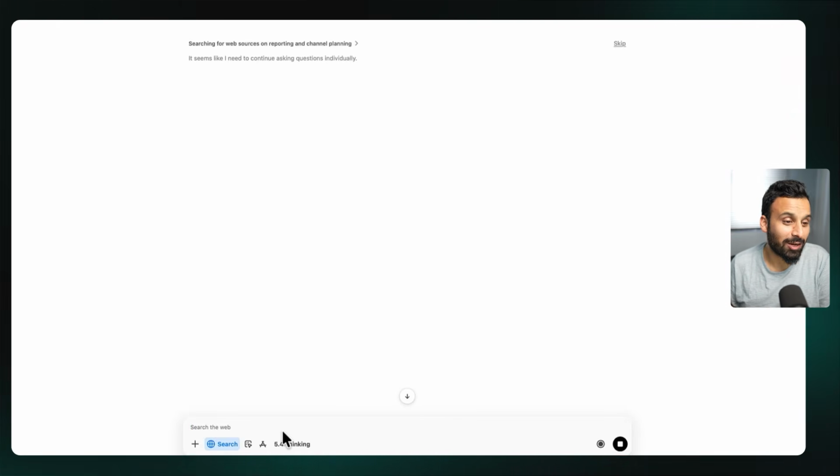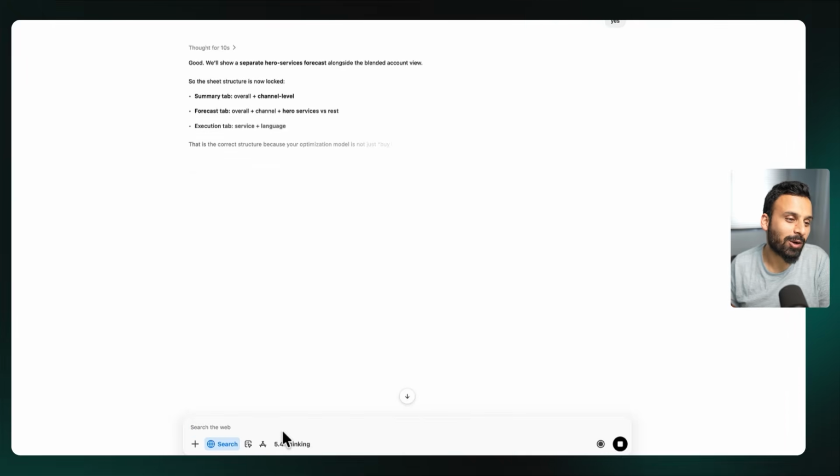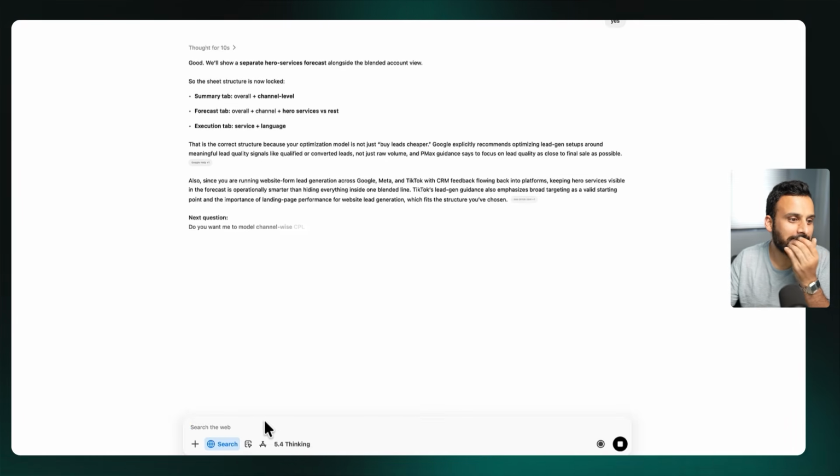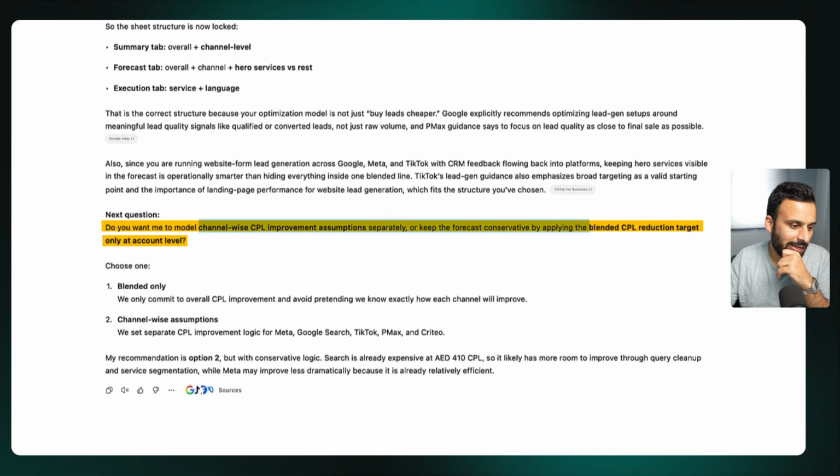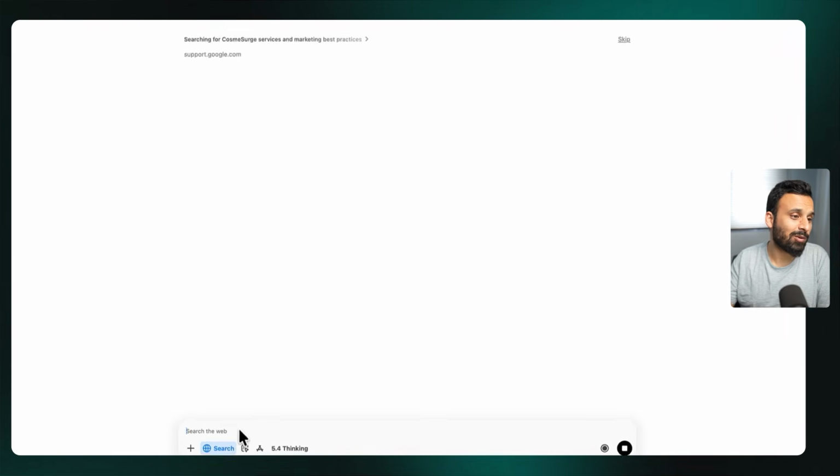And that actually makes sense. I'm really getting curious to see what kind of media plan it provides. I hope it's at least okay, if not that great. Okay, so here's the summary sheet is now locked. Now it's asking, do you want the channel-wise CPL improvement assumption separately or blended? Okay, let's do blended.